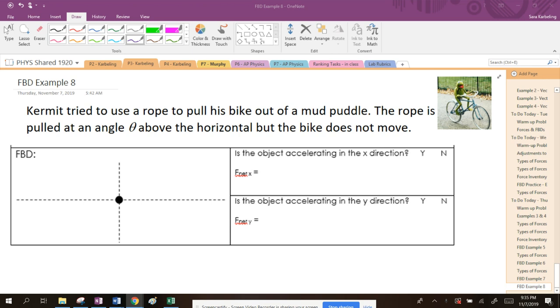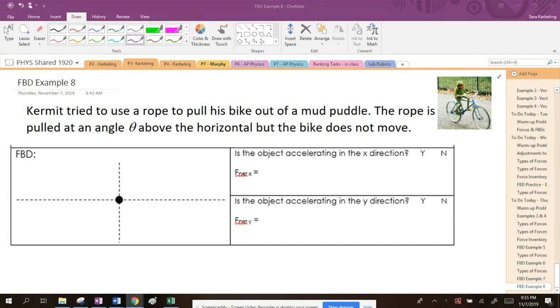All right, friends, last example that we're going to work on together. So this one says Kermit tried to use a rope to pull his bike out of a mud puddle. The rope is pulled at an angle theta above the horizontal, but the bike does not move. So kind of similar to the hockey example with Fozzie in example 7, but a little bit different here. So let's take a look.